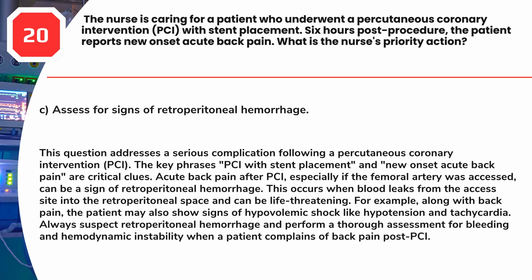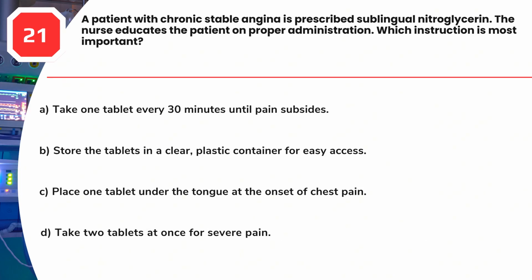Question 21. A patient with chronic stable angina is prescribed sublingual nitroglycerin. The nurse educates the patient on proper administration. Which instruction is most important? A. Take 1 tablet every 30 minutes until pain subsides. B. Store the tablets in a clear, plastic container for easy access. C. Place 1 tablet under the tongue at the onset of chest pain. D. Take 2 tablets at once for severe pain.